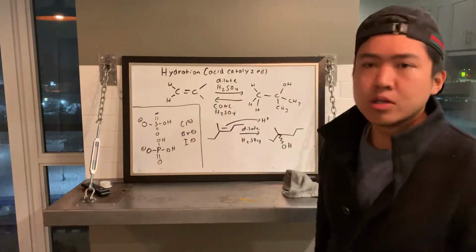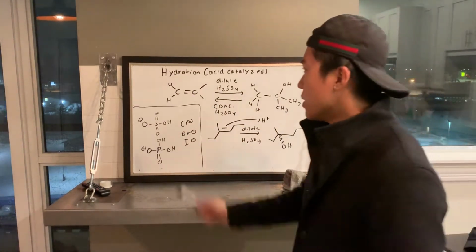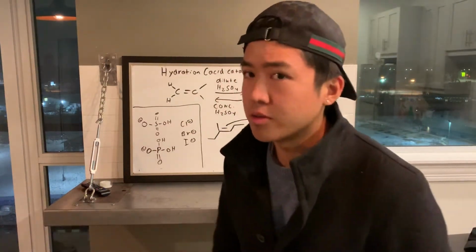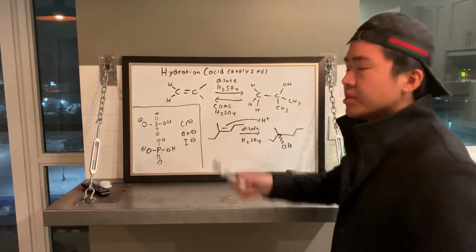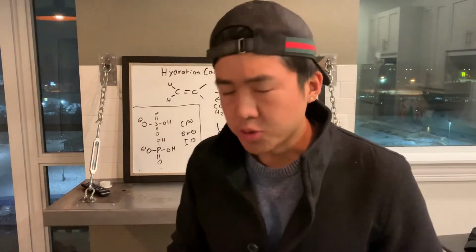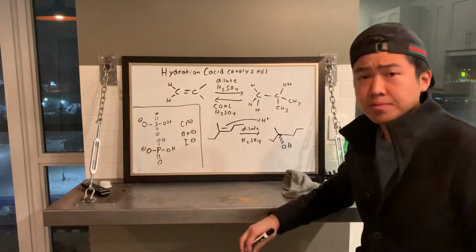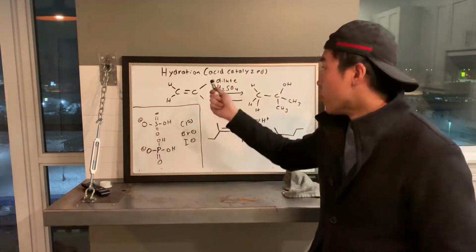I'm going to grab the H of the H2SO4. The carbon with more H's gets the H, and the other carbon gets a positive charge. What happens is that water, in our previous video, is a weak base, poor nucleophile. We'll still react by the SN1 method to form an alcohol, and we'll form it at the more substituted carbon.